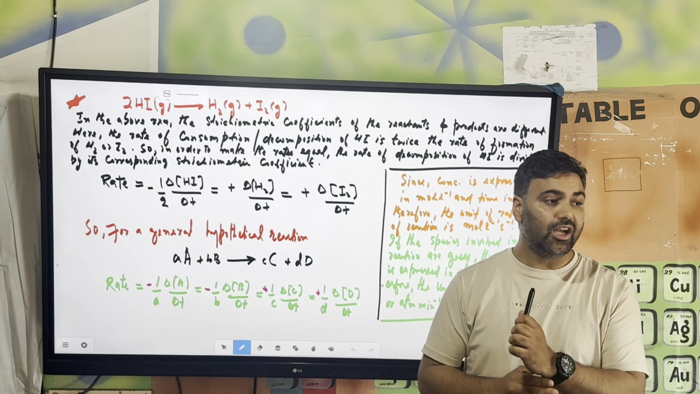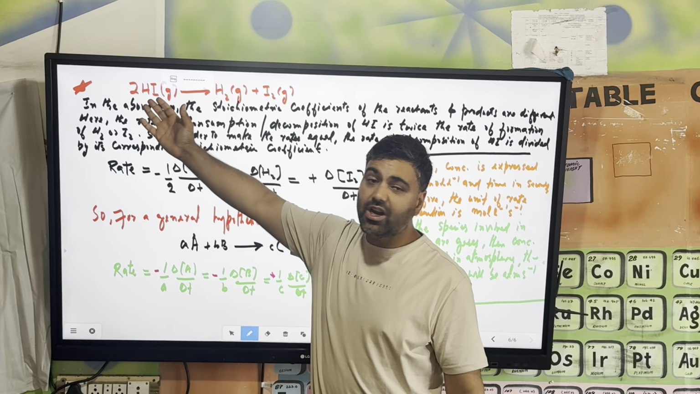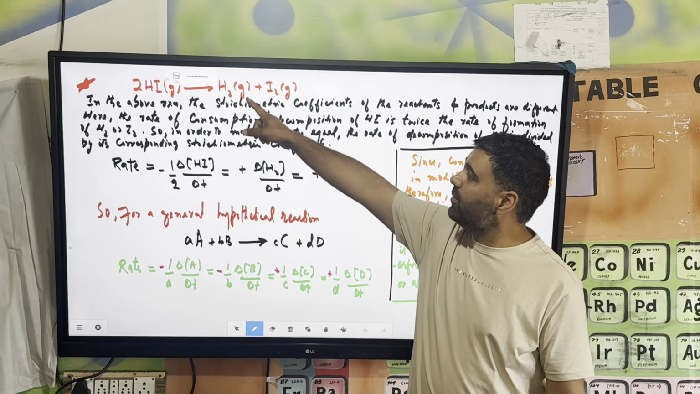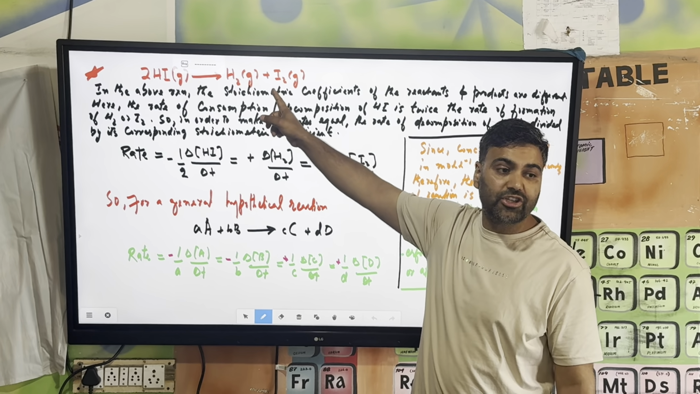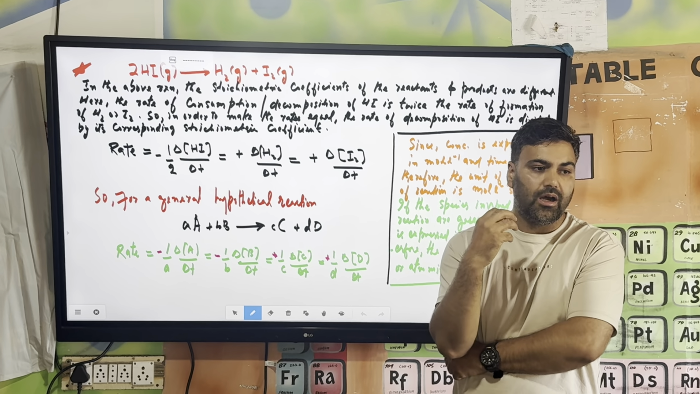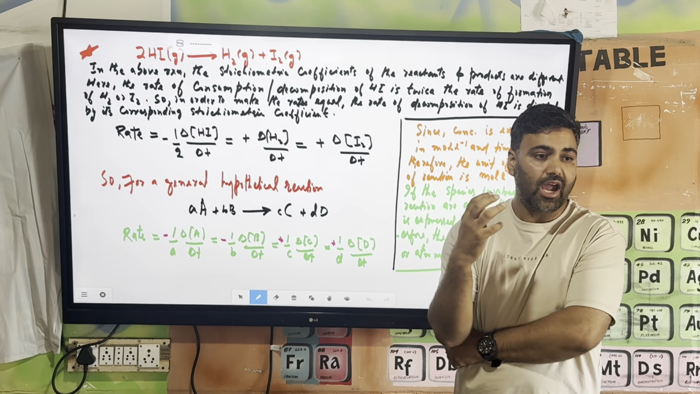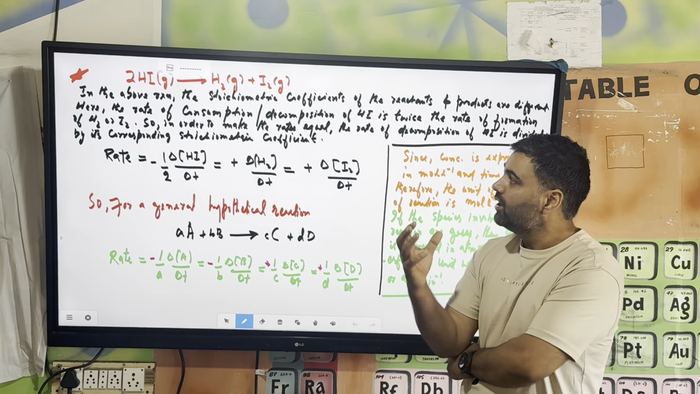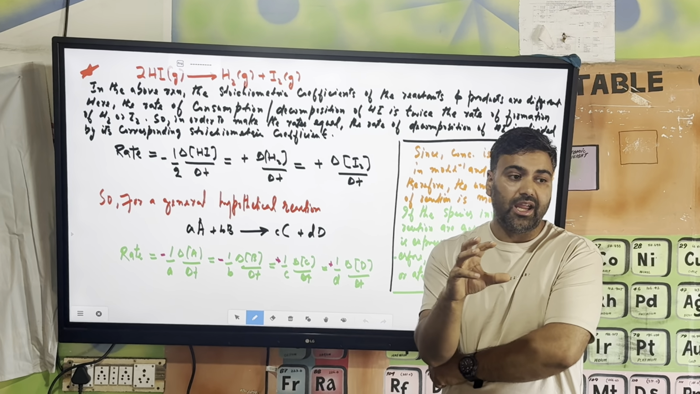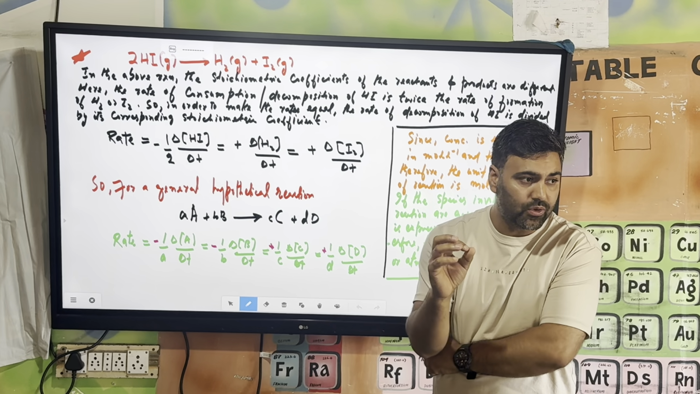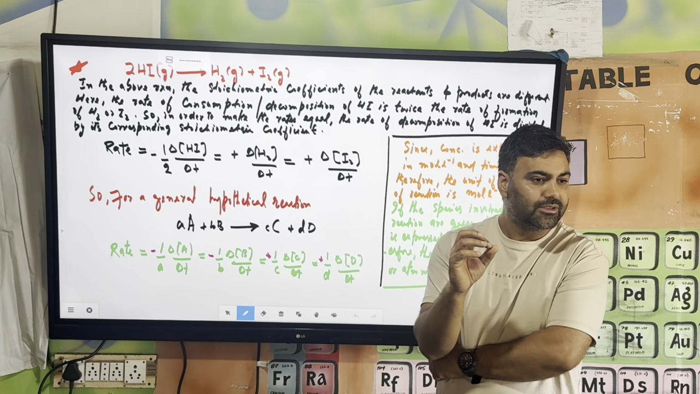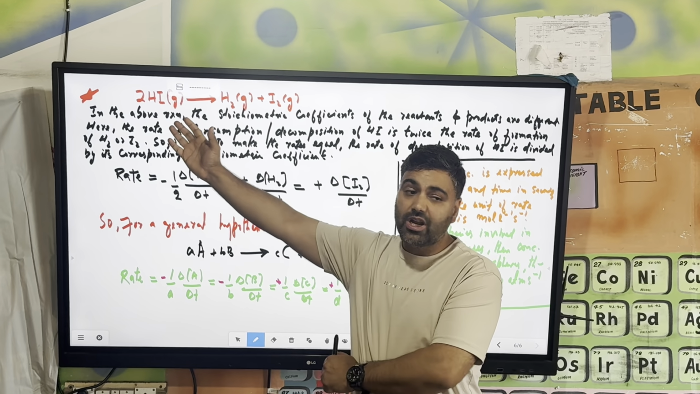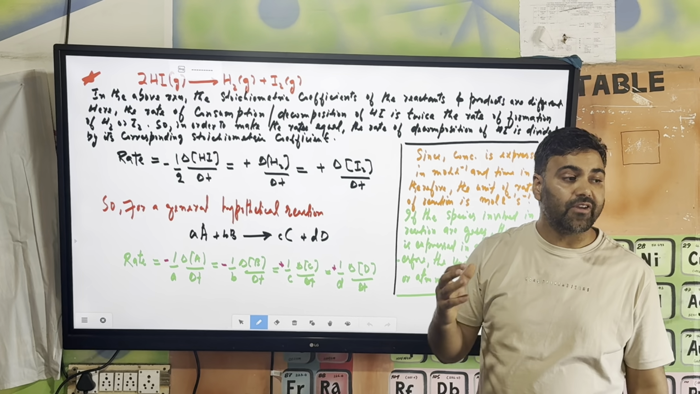What does that signify? It means that the rate of decomposition of HI is twice the rate of formation of H2 or the rate of formation of I2. So the rate of decomposition of HI, hydrogen iodide, is twice that of the rate of formation of hydrogen and iodine. So when we now have to write the rates, will the rate of hydrogen iodide be equal to the rate of hydrogen and iodine? Will it be? No, the rate will not be the same because the rate of decomposition of HI is twice the rate of formation of H2 or I2.